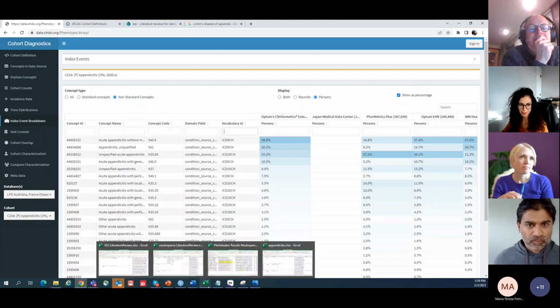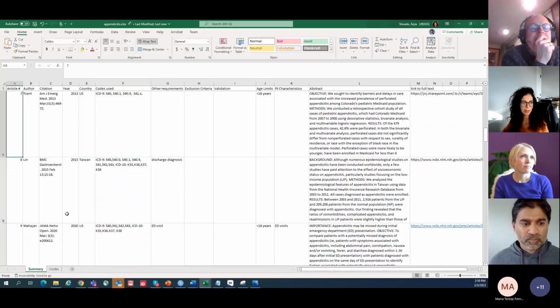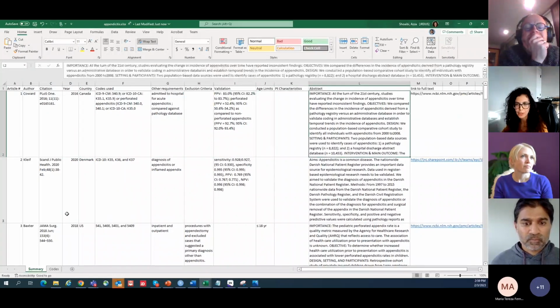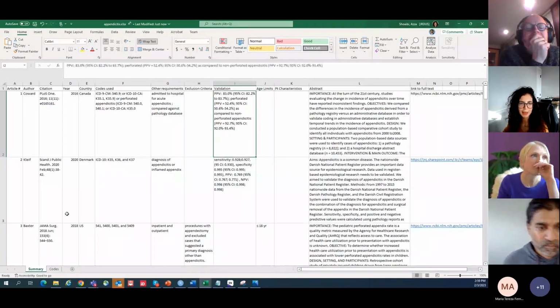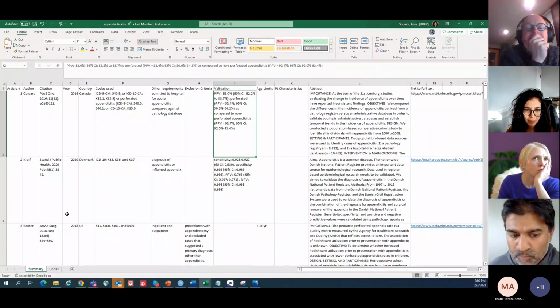I'm not going to spend time on this, because if I'm always worried about what others have done, just look at the literature and pick one of those definitions instead of creating your own. Here, this is a paper that validated a definition for appendicitis. And they found that their PPV was 83, and that's it. They just give me PPV, right?